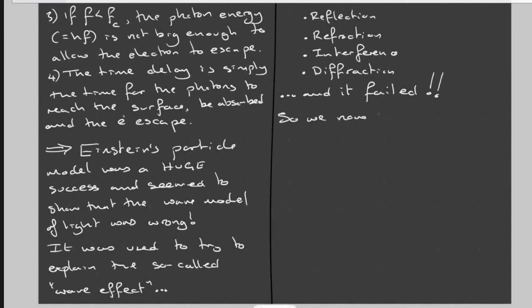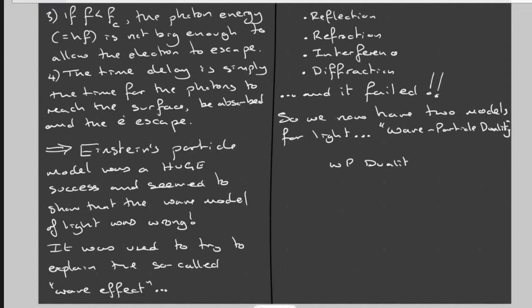So we now have 2 models for light. And we have a name for that particular problem. It's called wave-particle duality. And wave-particle duality is a bit of a pain, because it means that we don't really fully understand what light is. It's not a wave, it's not a collection of particles, it's something slightly different. We're not quite sure what it is.